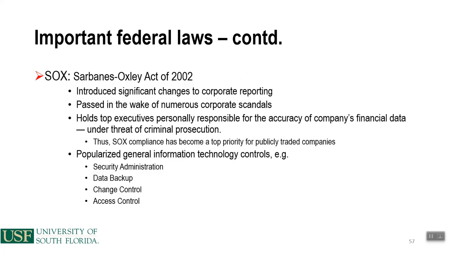There's also the Sarbanes-Oxley Act of 2002, and it introduced significant changes to corporate reporting. It passed in the wake of numerous corporate scandals. So for example, if we think about Enron, right, just basically cooking the books. And it holds top executives personally responsible for the accuracy of companies' financial data under threat of criminal prosecution. And it popularized general information technology control, such as security administration, data backup, change control, and access control.